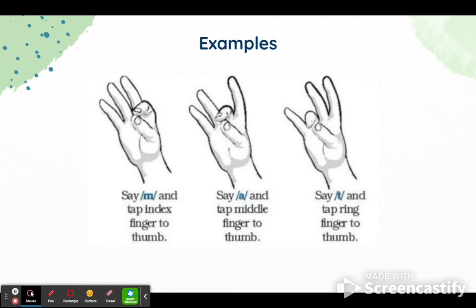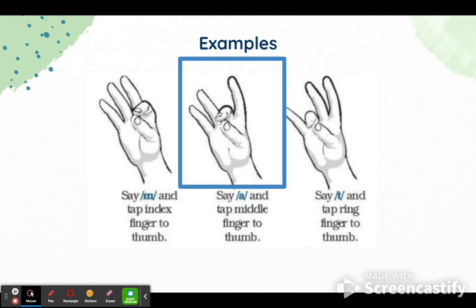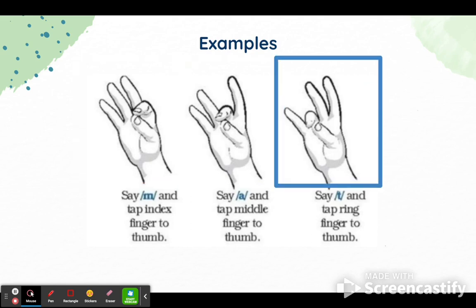Here are some examples. Here's the word mat that has 3 separate phonemes. When we tap mat, we hear the sounds m, a, t, and blended together as mat. Each sound has 1 separate tap, and each sound is blended together at the end to create the full word.